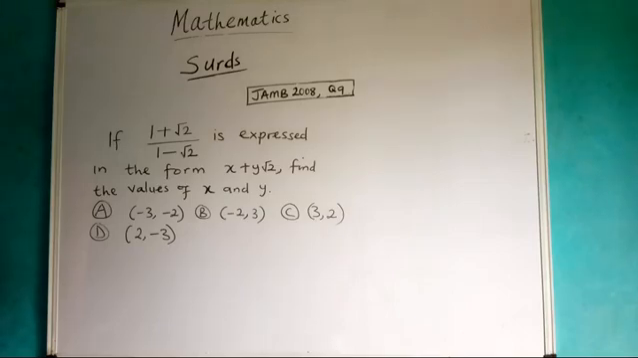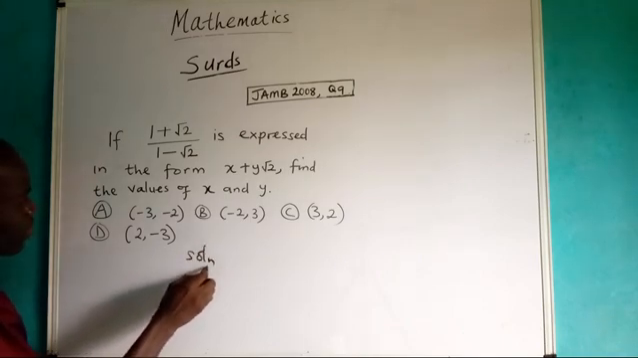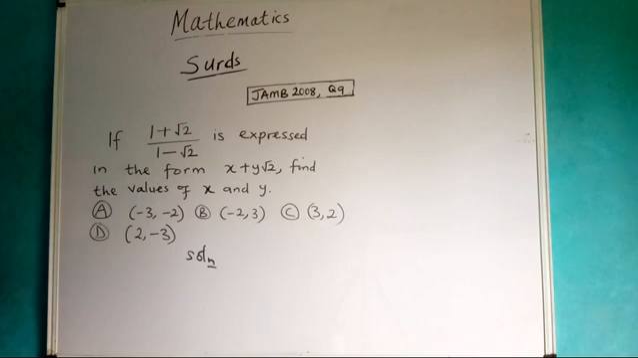Want to consider this very question. JAMB 2008, question 9. If (1 plus root 2) over (1 minus root 2) is expressed in the form x plus y root 2, find the values of x and y. We have options and we are expected to pick one at the end of the solution. Okay, we want to see what we need to do to this very problem.